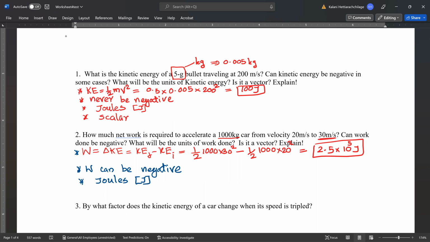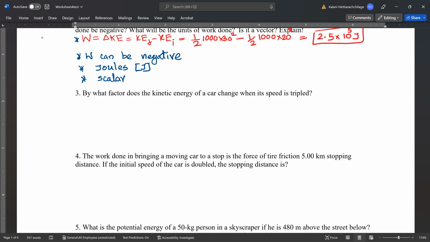And the next question is asking, is it a vector? Explain. Work done is a scalar quantity, similar to the energy. And if I ask what units, joules, right? So everything is fine. Okay, let's move into question number 3.